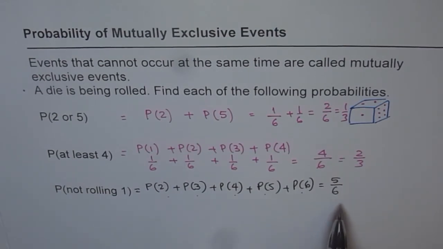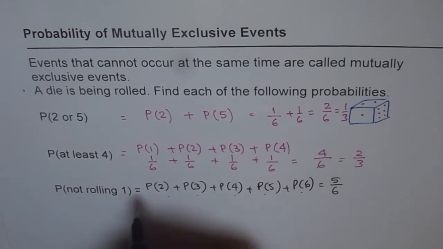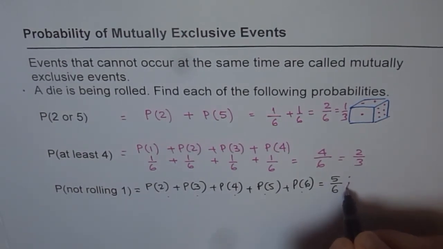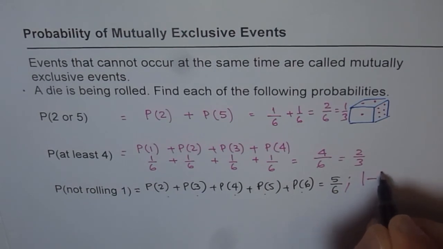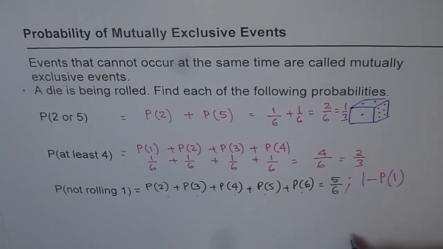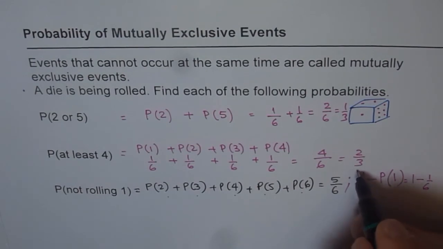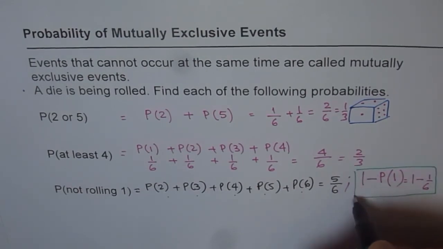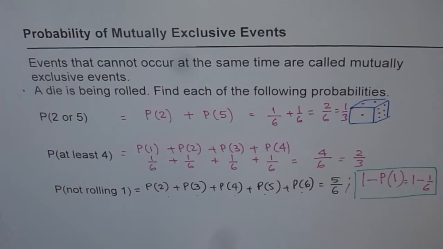The other way of getting this answer was, you can find the probability of rolling 1. So probability of not rolling 1 should be equal to, let me do the alternate method, 1 minus probability of rolling 1. Do you see that? So it is equal to 1 minus 1 out of 6. That is the same answer, 5 over 6. Do you see that? So that is another way of solving this question. This is kind of an important concept which you need to understand, and it's very helpful in solving such problems.